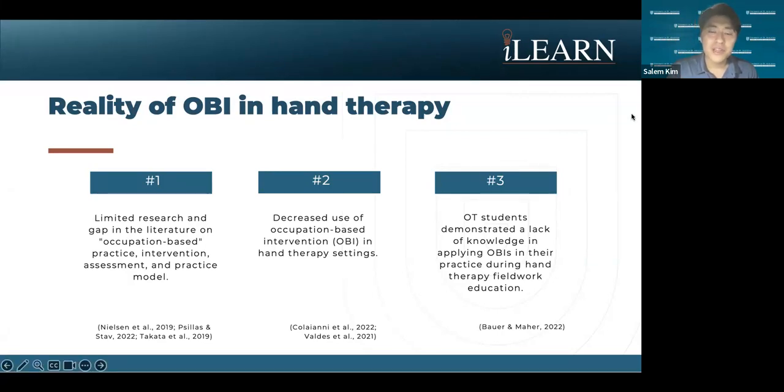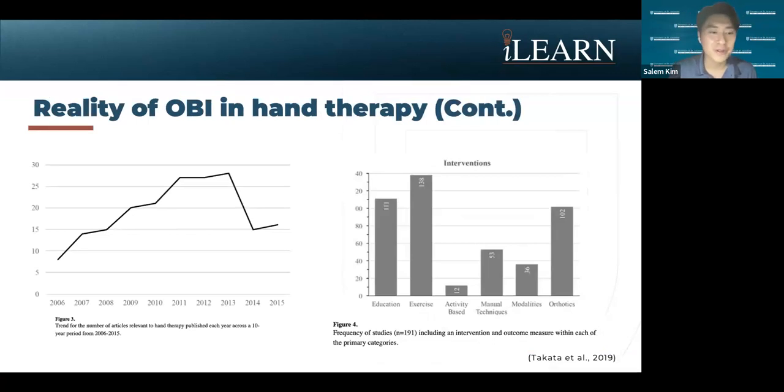This is what is currently happening, and I was really sad to find this out, but I also had a question. Does this mean occupation-based intervention is not effective compared to other intervention choices? So I did some literature reviews, and let's try to look at the results together. Oh, before we go into that slide, this is some of the findings from Dr. Takata and his colleagues.